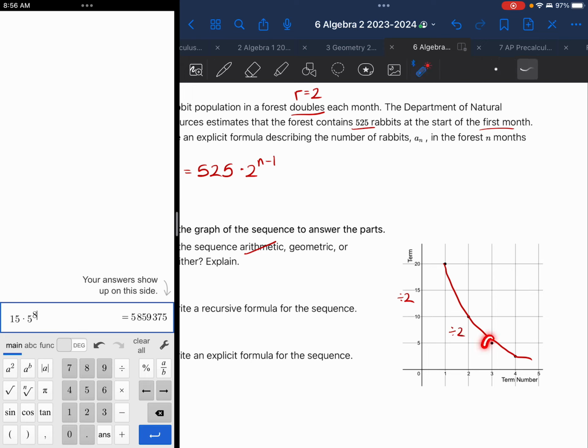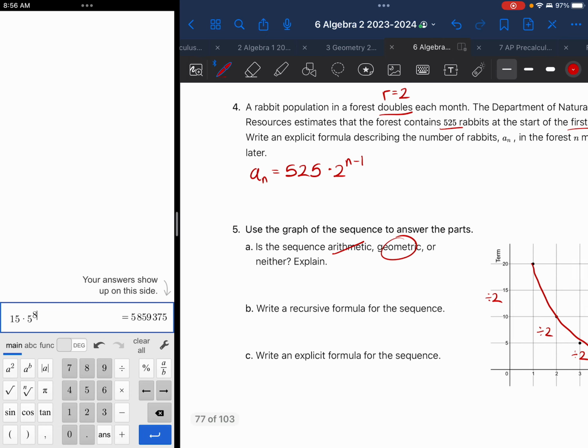And to get from 5 to, I'm going to go ahead and guess here, that's 2.5, because if that's the case, we are still dividing by 2. So because we're constantly multiplying or dividing, this is going to be geometric. So it is indeed geometric. So we'll say geometric.